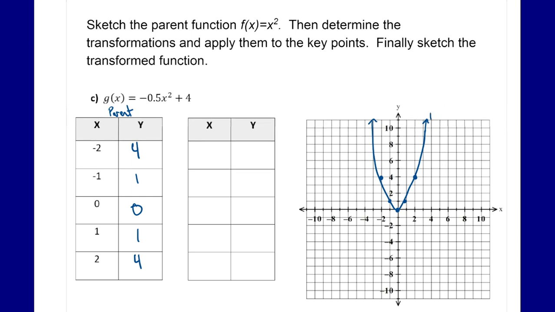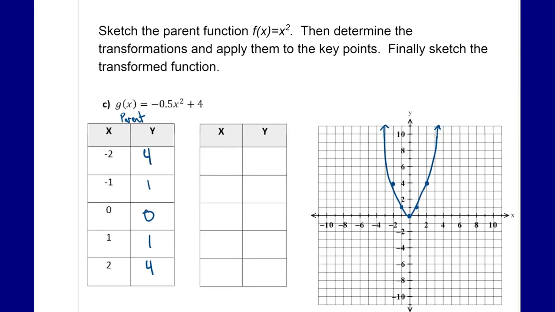Or I can call it f of x. So instead of the parent function, I can say this is f of x. Change it over here. And g of x is going to be the transformed function. But before I come up with the transformed function, I need to figure out what my transformations are. Again, what new things are we seeing that are different from f of x equals x squared? What's the a, h, and k value?